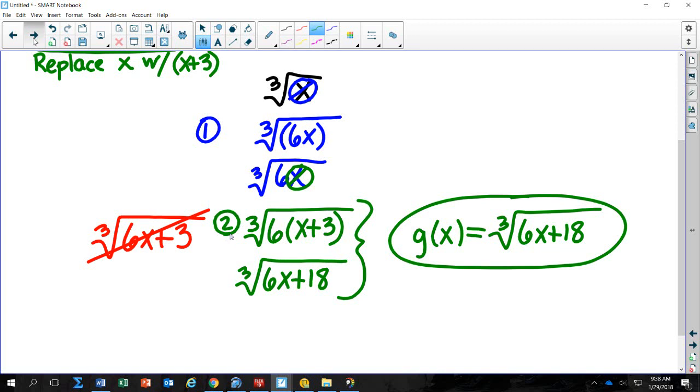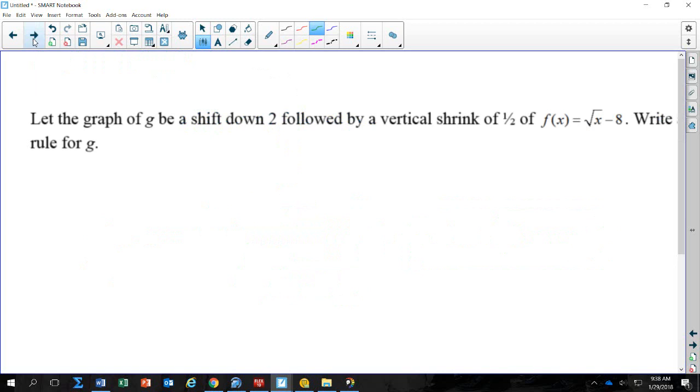We're going to do one more with vertical shifts. It says let the graph of g be a shift down 2 units followed by a vertical shrink of 1/2 of the function square root of x minus 8. Write a rule for g. Okay, so we're starting with this function, square root of x minus 8. That's our starting point. The first thing I want to do is shift it down 2.